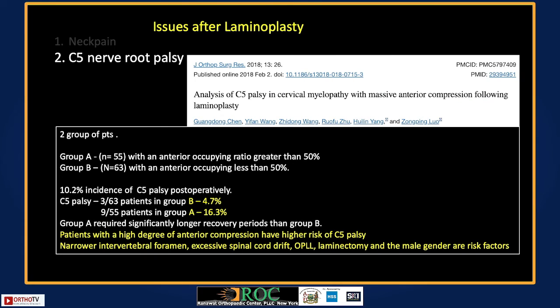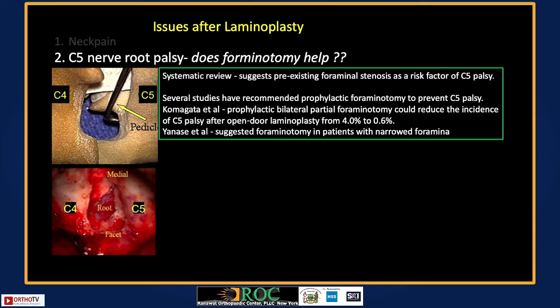So one thing is sure, that patients who have significant anterior compression, when we talk of posterior decompression procedures, we are basically taking into account only the posterior compression. But when the patient has got significant anterior compression, that means the canal occupancy ratio is more than 50%, these patients are more prone to C5 palsy post-operatively, where the incidence can triple. So here is one paper where when the occupancy ratio is less than 50%, it is almost 5%. It shoots up to 16.3% whenever the occupancy ratio is more than 50%.